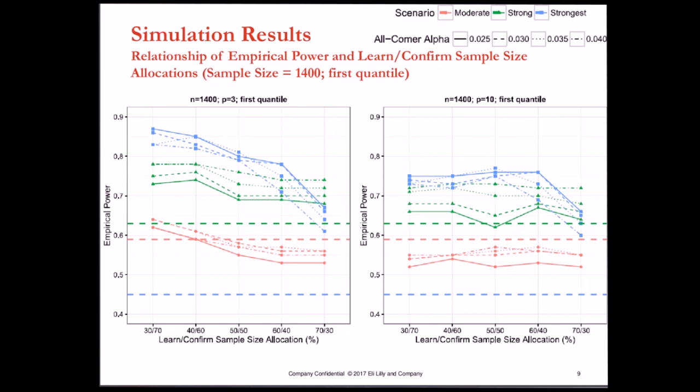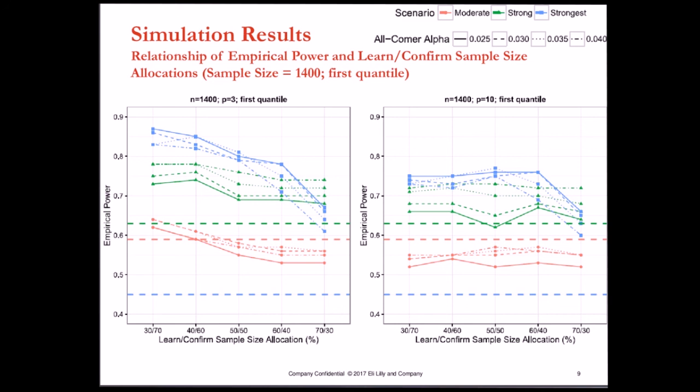So how to read this plot? The y-axis displays the empirical power, and the 5 learn-confirm allocations are shown on the x-axis. The colors distinguish 3 scenarios of different predictive effects for the marker positive subgroup. The line types distinguish the different alpha splits for the test on the all comers. The horizontal dashed line represents the empirical power for the one-stage design, where a single test for the treatment effect among the all comers is performed, and there's no biomarker component.